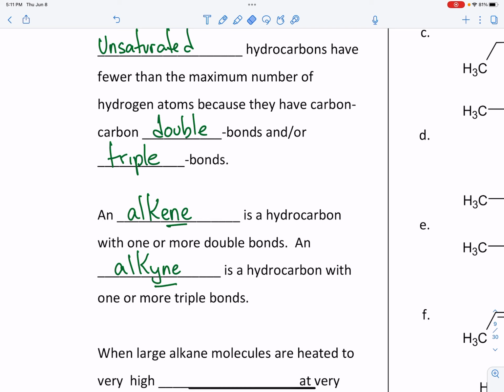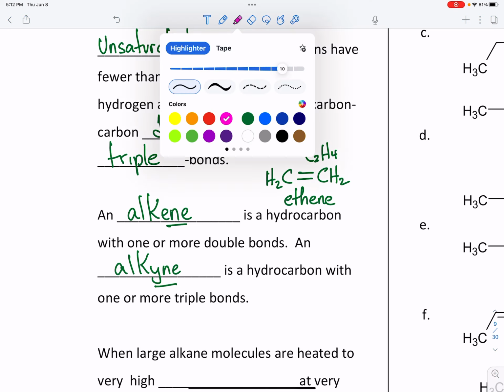For example, the simplest alkene would have two carbons. You have to have two carbons in order to have a carbon-carbon bond. It'll have a double bond to be an alkene, and then two hydrogens on the first carbon, two hydrogens on the second carbon. Its name would just be ethene. Its formula, C2H4. Notice something very important about that formula.